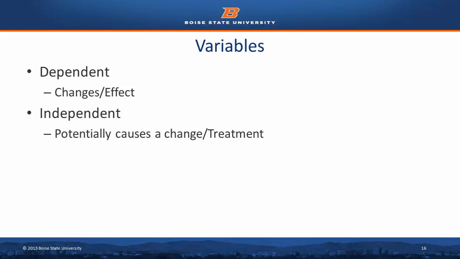Some research articles will explicitly state the independent and dependent variables, but some do not. Sometimes you have to kind of figure that out from reading.